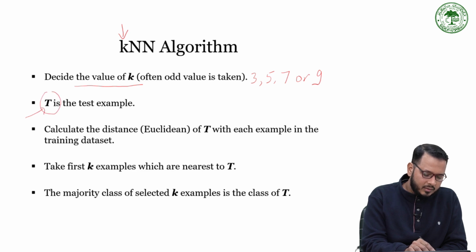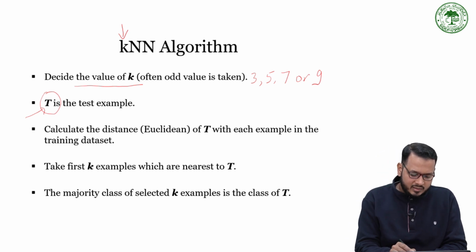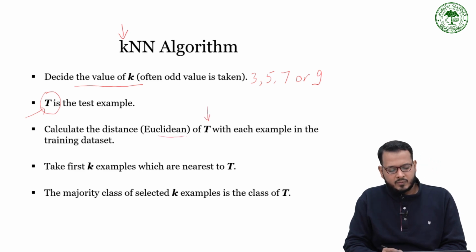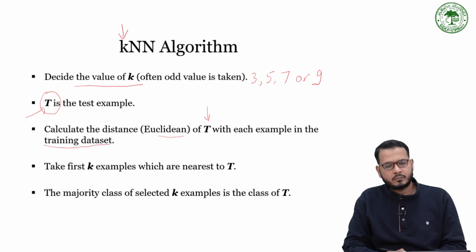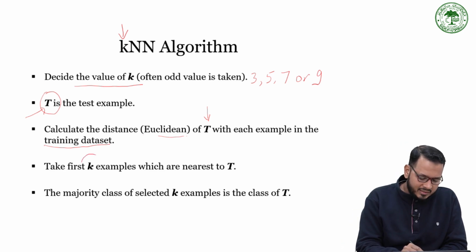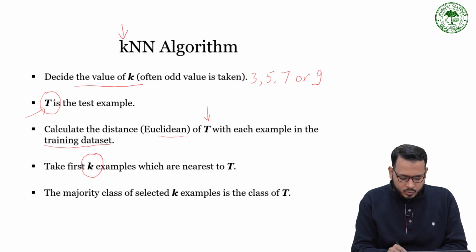Now for this t, we do not know its class. Either it is a yes example or it is a no example, or if there are other class definitions, to which class this t belongs. So what we do is we try to calculate the distance, usually Euclidean distance, of the test sample t with each of the examples available in my training data set. Out of all these examples, we take the first k examples, k being the parameter of the algorithm. So first k examples which are closest or nearest to my test sample t.